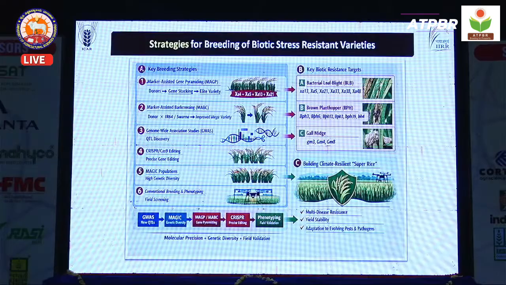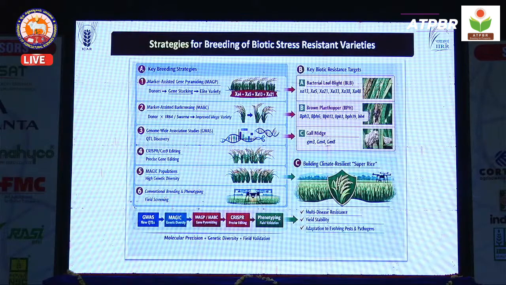Then we have genome editing. I'll talk only about one successful example wherein genome editing has been deployed for resistant gene breeding. And I'll also briefly be touching populations like MAGIC. We also need to understand that conventional breeding is still used for resistance breeding deployment, but there are various challenges, and that's why molecular breeding is the right way for us to go forward.